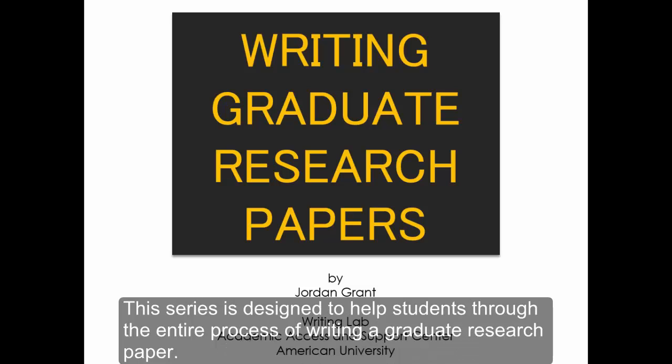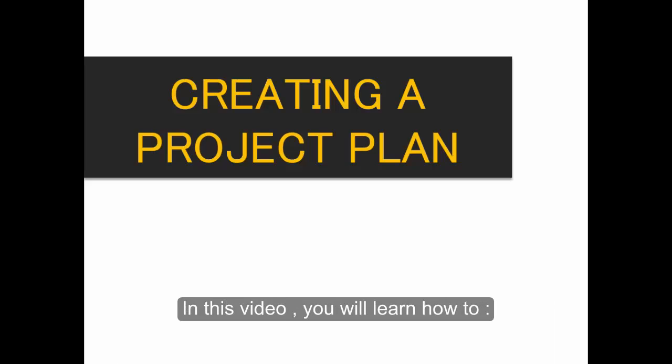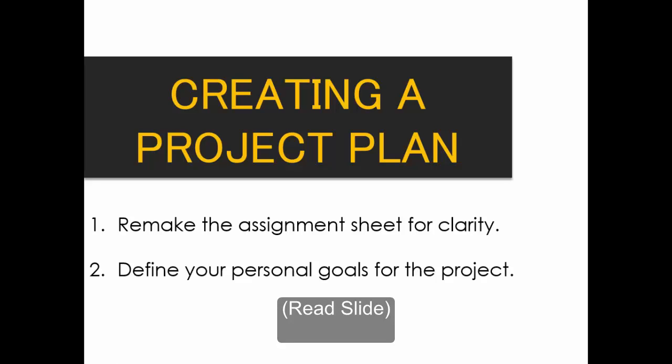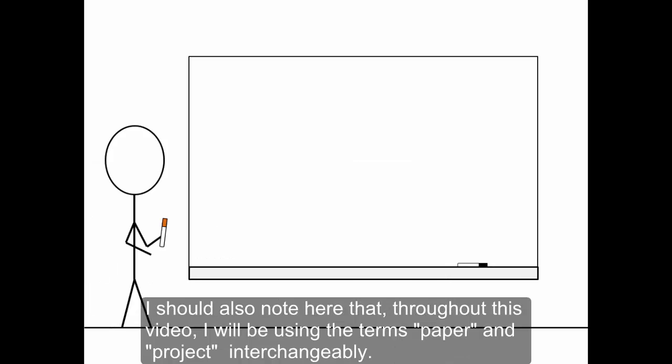This series is designed to help students through the entire process of writing a graduate research paper. In this video, you will learn how to remake your assignment sheet for clarity, how to define your personal goals for the project, and how to create an initial schedule for your paper. I should also note here that throughout this video, I will be using the terms paper and project interchangeably.